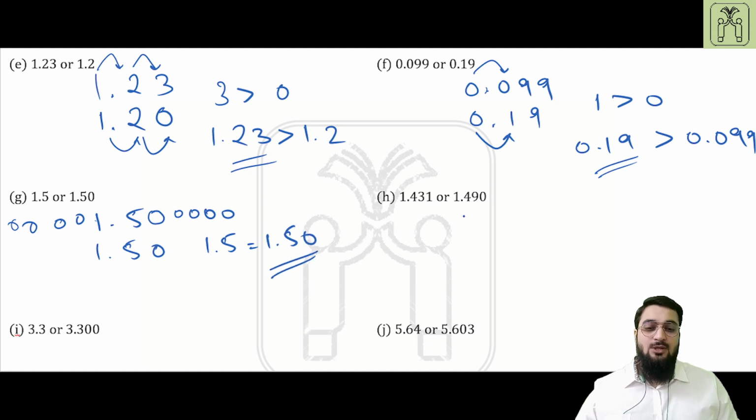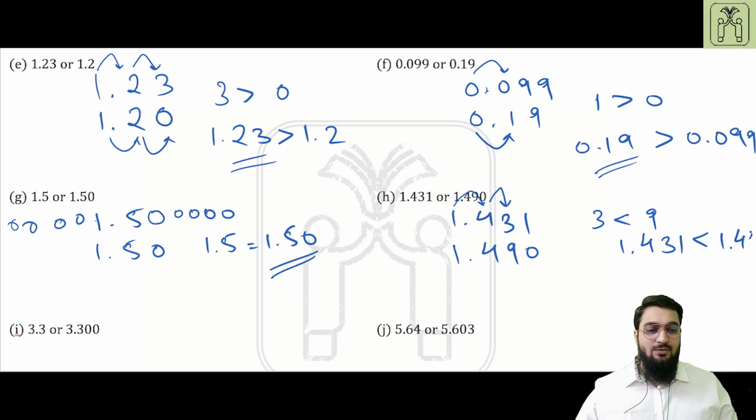Okay, part H, 1.431. So we will write again in top and bottom fashion. So 1.49, a 0 will be added to make the number of digits the same. After that, we'll start comparing. So here same again, then we'll jump to this one. So 3 and 9. So 3 is less than 9. Therefore, 1.431 is less than 1.490 or 1.49.